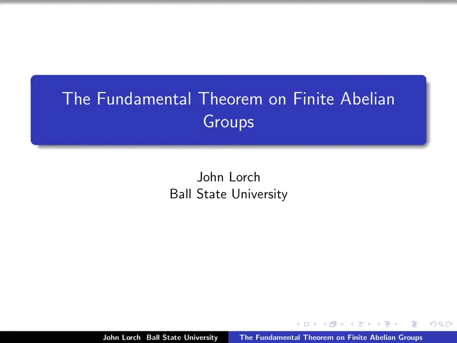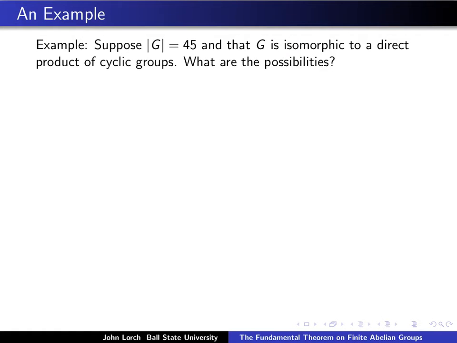Hi everyone, this video is on the fundamental theorem on finite abelian groups. We begin with an example. Let's suppose we have a group of order 45 and that we know it's isomorphic to some direct product of cyclic groups. The question is, what are the possibilities for those direct products?